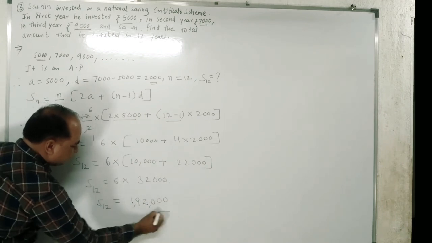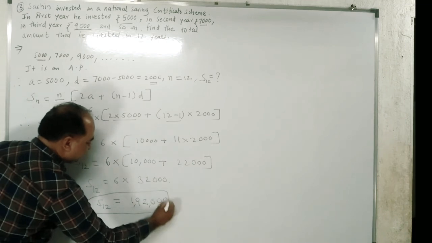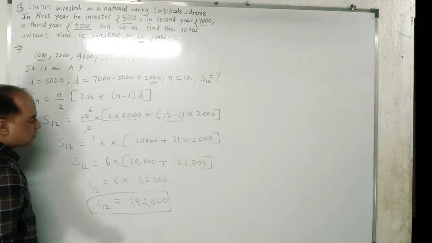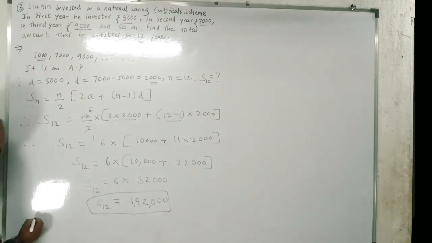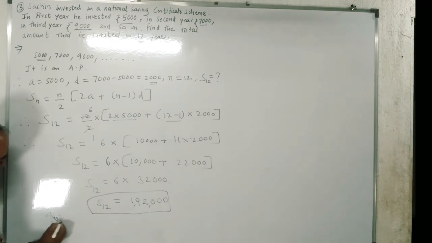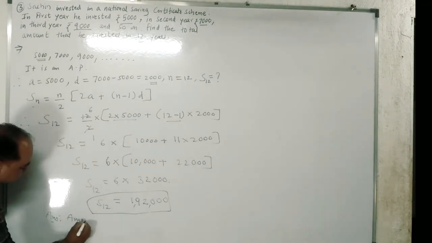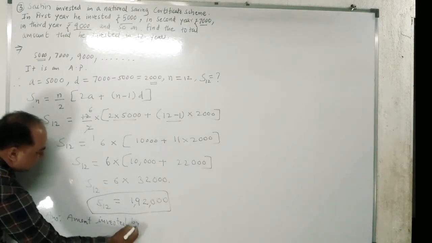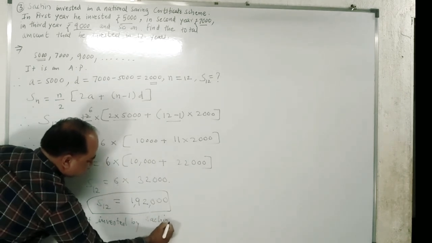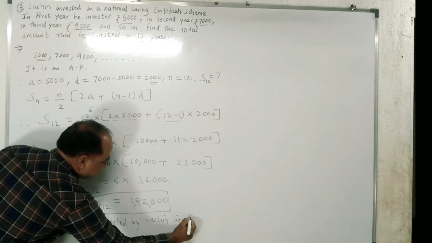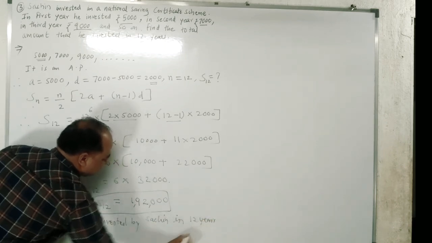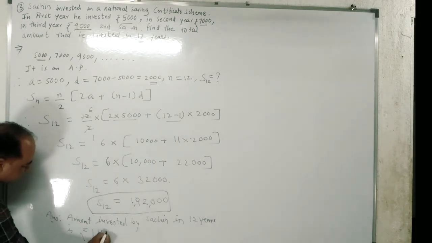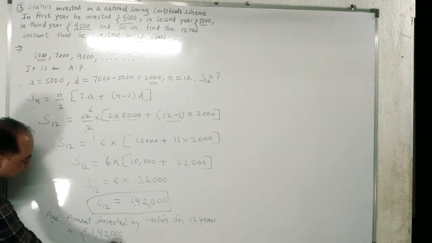We'll get total amount invested by Sachin will be rupees 1,92,000. So at last, you can write the answer here. Answer: amount invested by Sachin in 12 years is rupees 1,92,000.